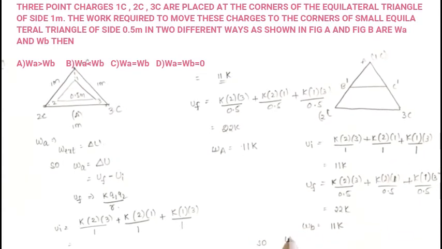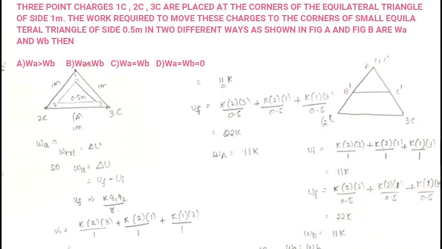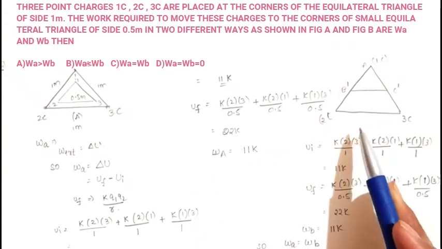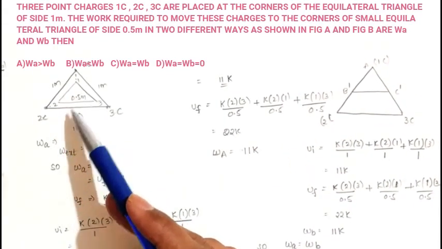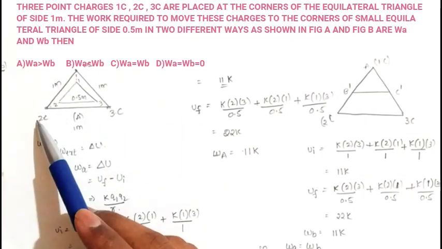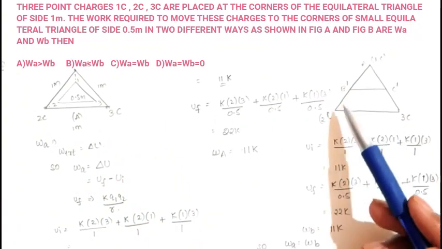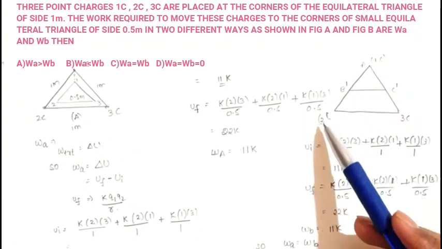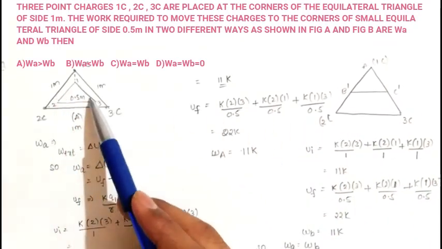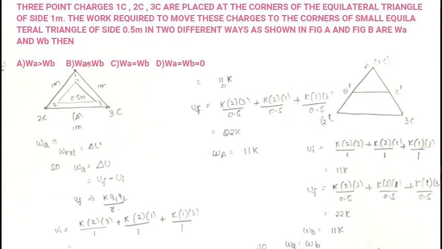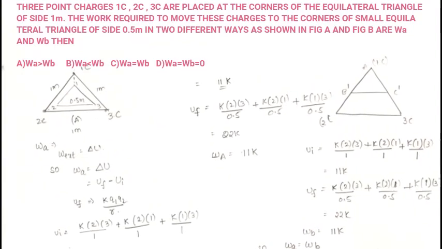So WA is equal to WB. Actually, without calculating, we can directly say the relation between work done in figure A and figure B because the distances are the same. Here 2 to 3 is 1 meter, 2 to 1 is 1 meter, 1 to 3 is 1 meter. Here also in the initial case 2 to 1 is 1 meter, 1 to 3 is 1 meter and 2 to 3 is 1 meter, and in final positions also the same. So directly we can say without any calculations, work done in A is equal to work done in B.